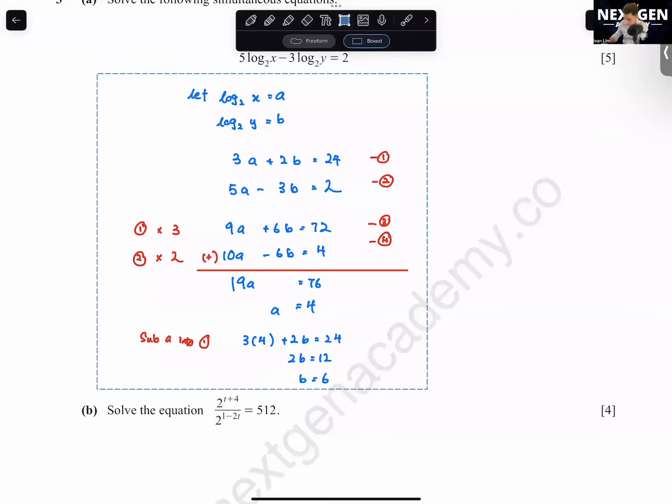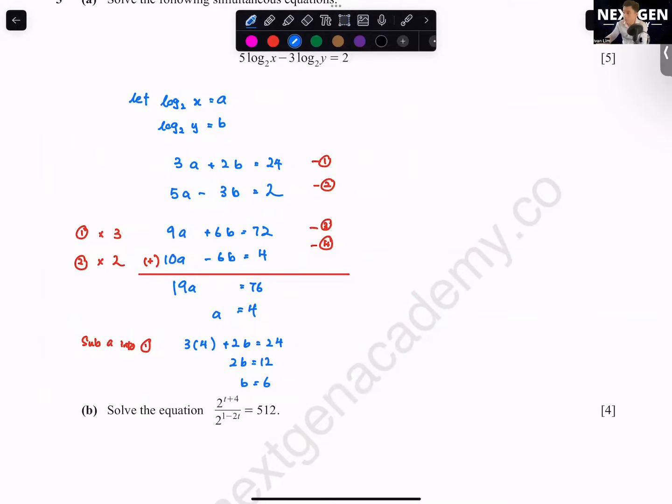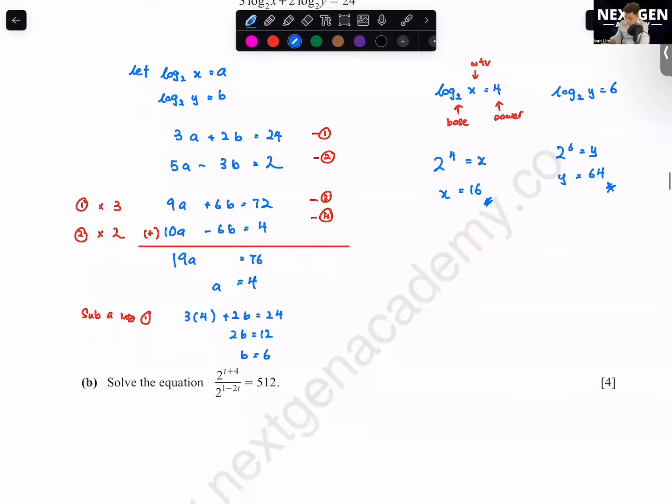We're not going to leave it in a and b. We got to solve it for the x and y. So here, log 2x is equals to 4, then log 2y is equals to 6. We can do log form to index form, which is base power. This is your base, this is your power, that equals to whatever. So we can write it as 2 to the power of 4 equals to x. x is equals to 16. Do the same form again. 2 to the power of 6 is equals to y. y is equals to 64. That's question 3a. Okay, next one. Question 3b.